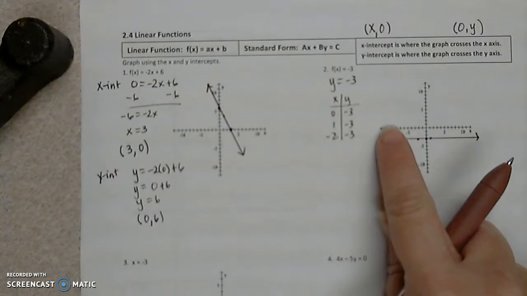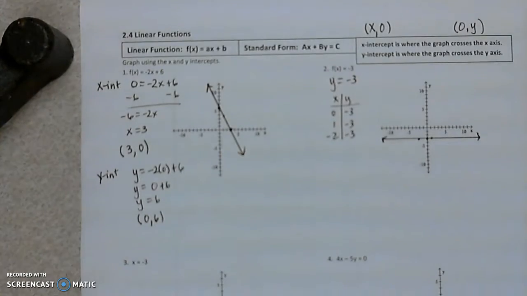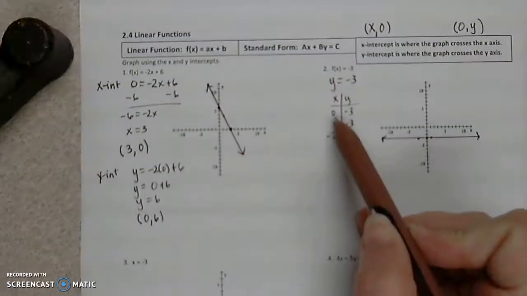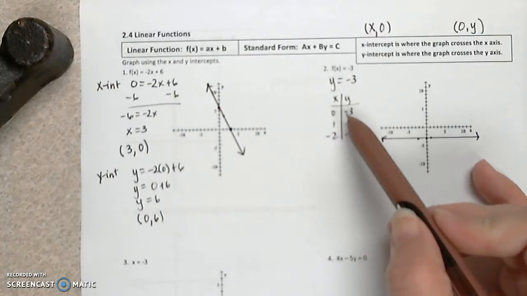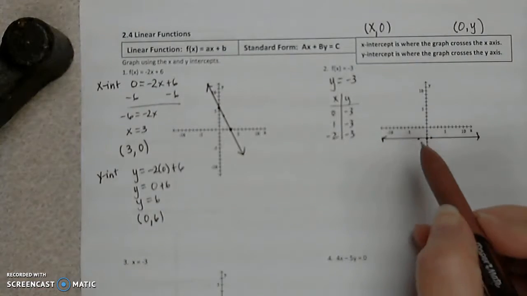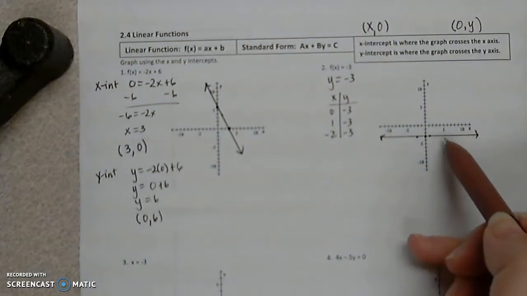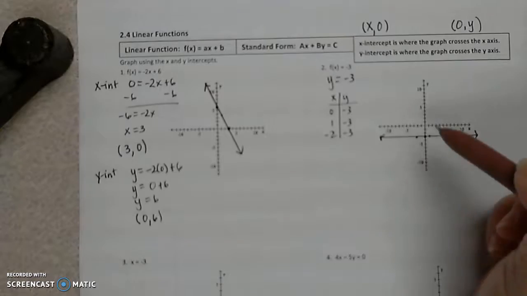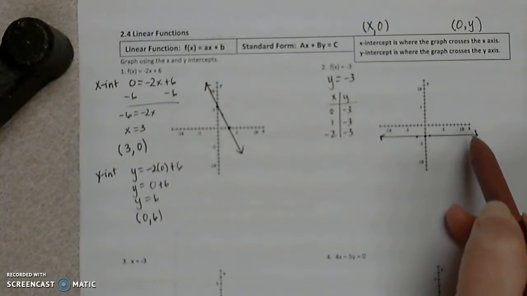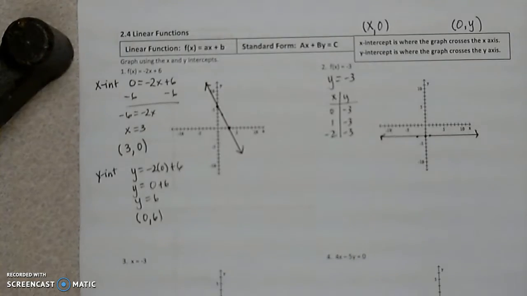Notice it doesn't touch the x-axis at all. And notice when I pick, for the y-intercept, when I fill in 0 for x, that the y value is automatically -3. Now you can see here that's where it crosses. This is a horizontal line, so anytime you have y equals a number, you should know it's a horizontal line and it's going to be graphed on the y value that's stated.